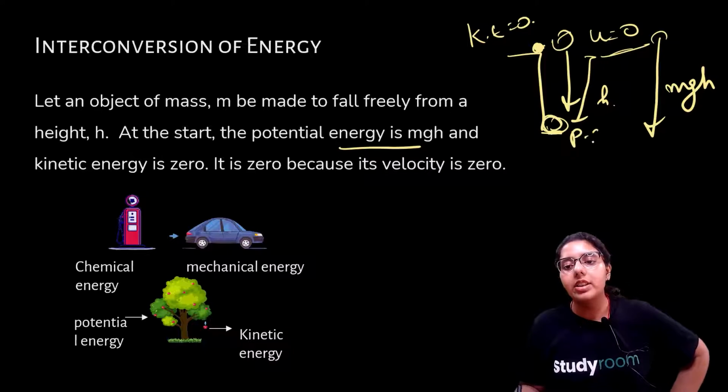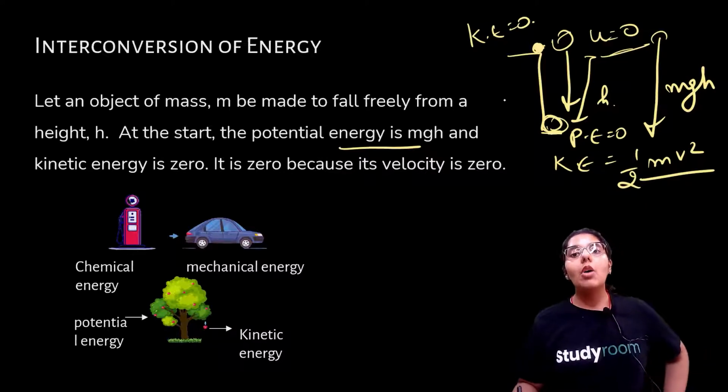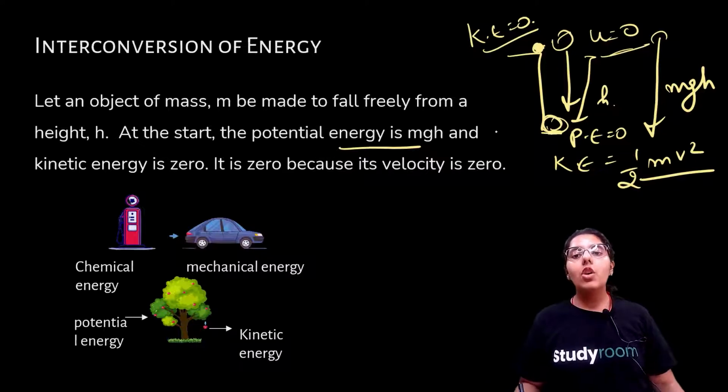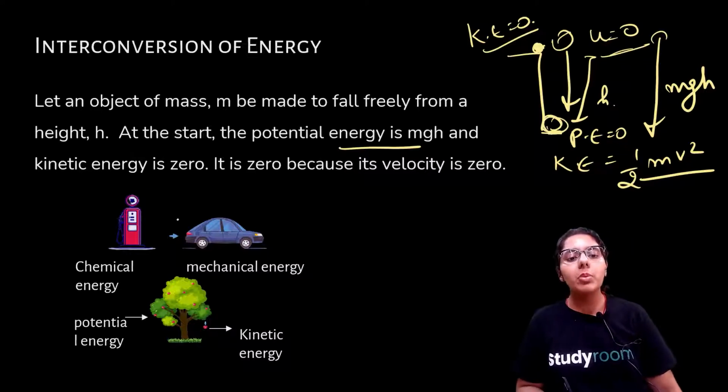Here your potential energy will become 0 and your kinetic energy will be some, like you will have some speed, right? Half mv square, your kinetic energy. So this is how your energies get converted, so your energy always remains conserved. Energy will not be lost. It will only be transformed from one form to another.